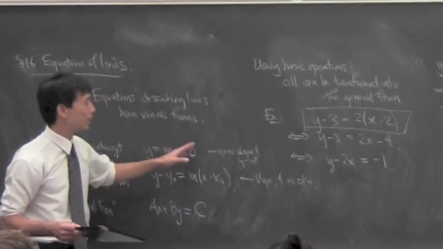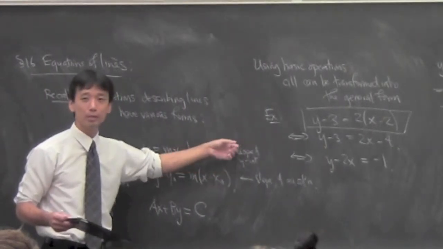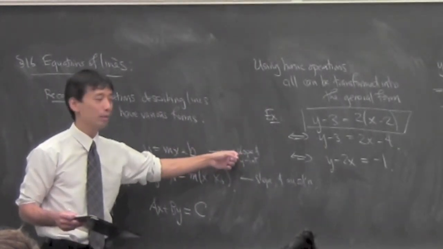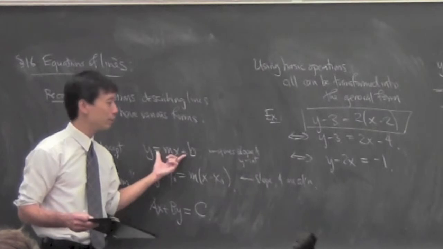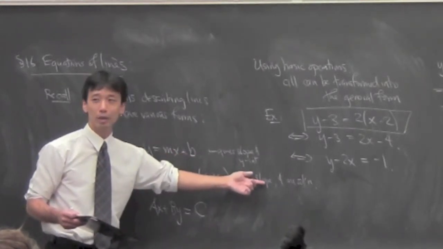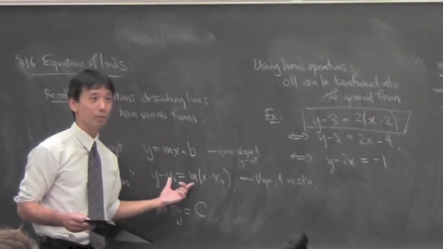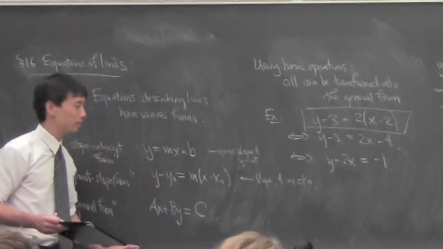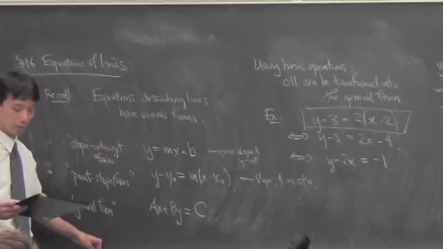If somebody gives you the slope of the line and the y-intercept, then it's easiest to put it in this one. If you find a point on the line and the slope, then you put it in this one. It's just whichever one is most convenient to you.